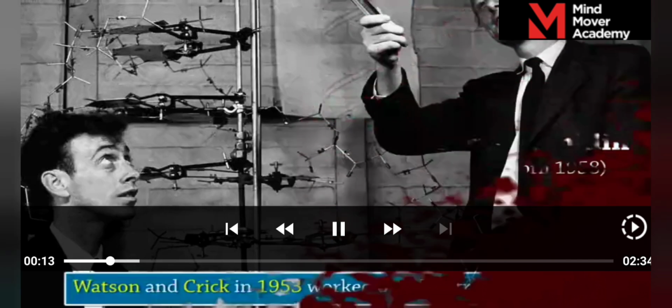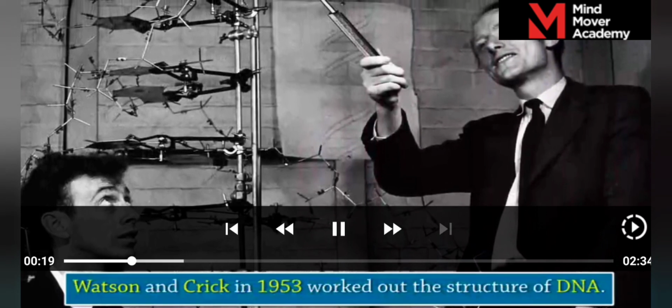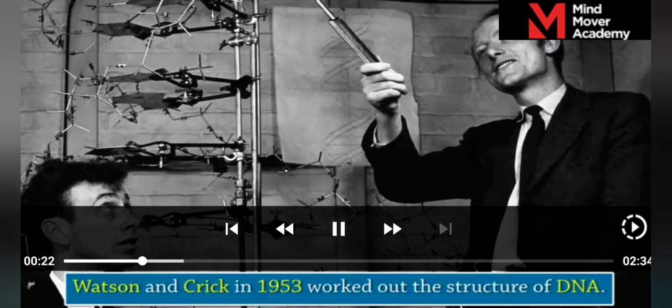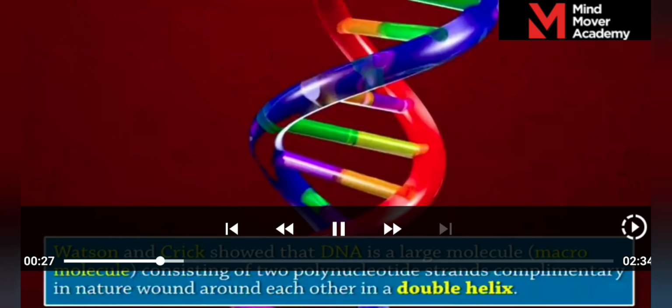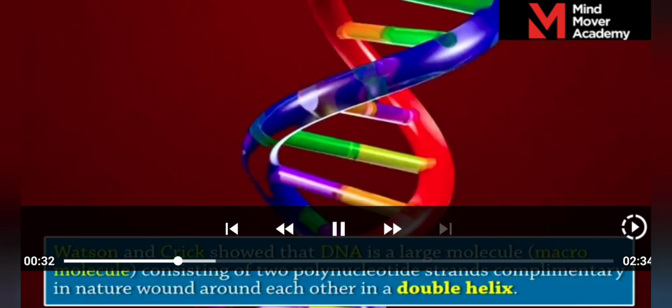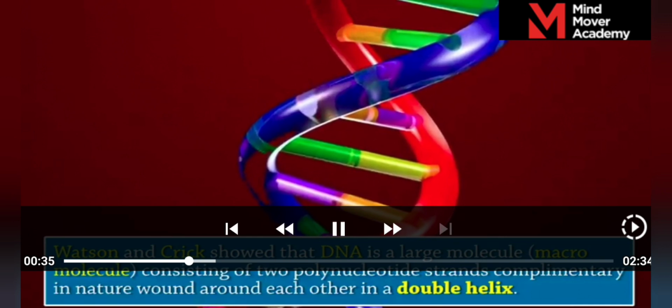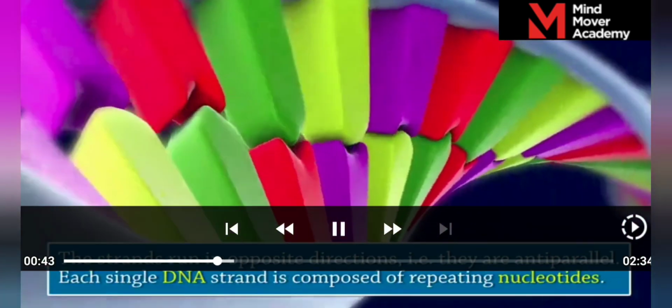Rosalind Franklin, for the first time in 1953, studied the shape of a DNA molecule. Then, Watson and Crick in 1953 worked out the structure of DNA. Watson and Crick showed that DNA is a large molecule or macromolecule consisting of 2 polynucleotide strands, complementary in nature, wound around each other in a double helix. The strands run in opposite directions, that is, they are antiparallel.